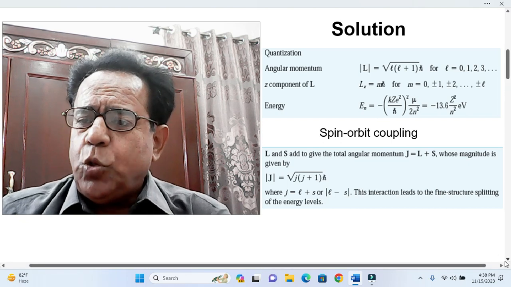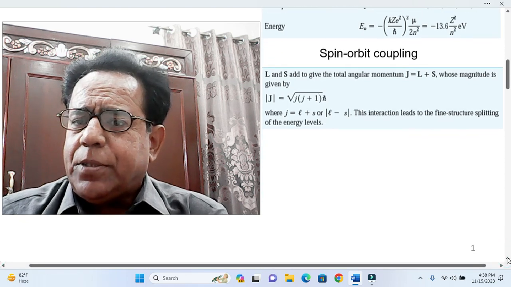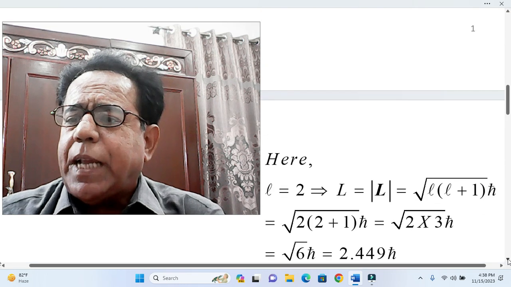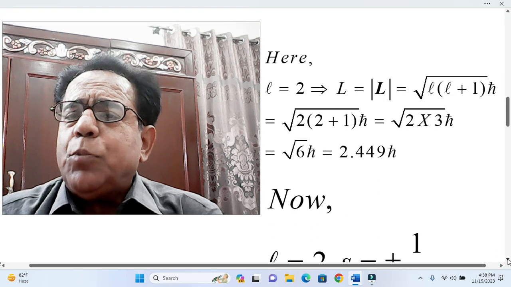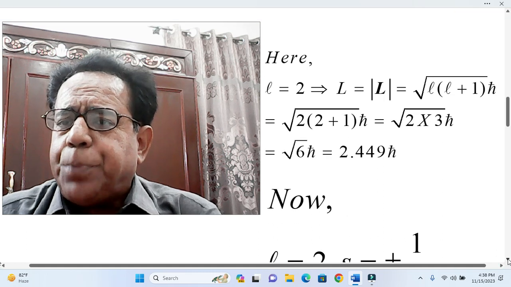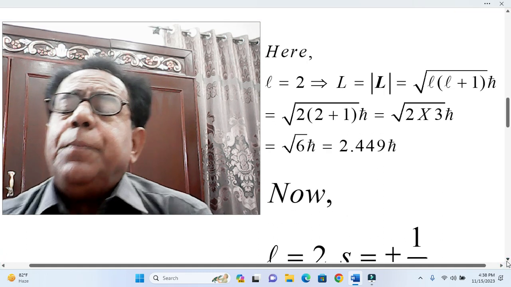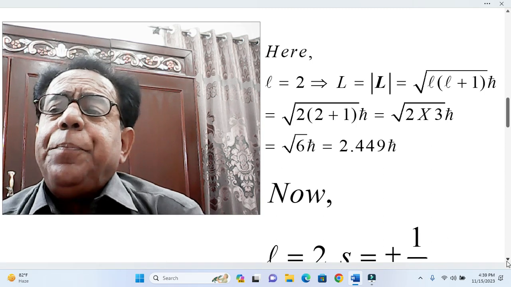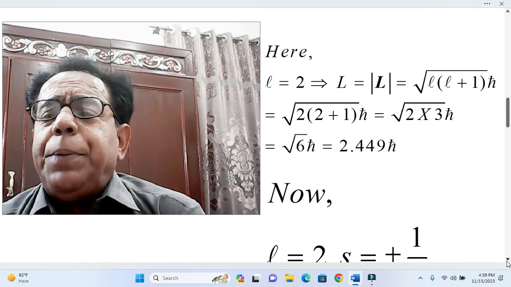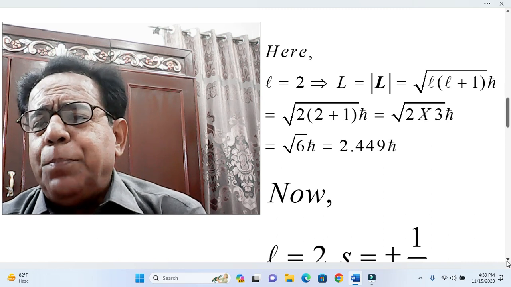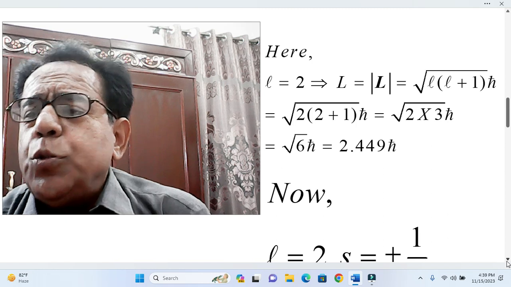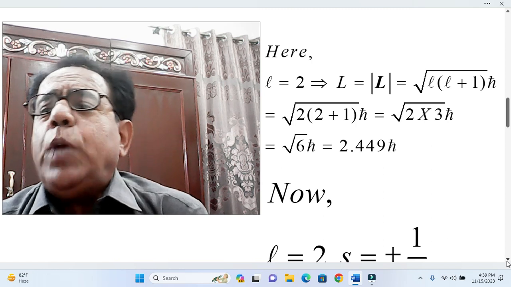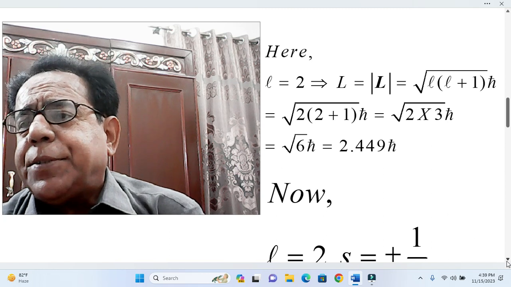So dear students, we will solve our problem in accordance with these two snapshots. Now we come to our solution in a proper manner. Here small l is equal to 2. This implies that the magnitude of the capital L vector is equal to the square root of small l into small l plus 1, into h bar.